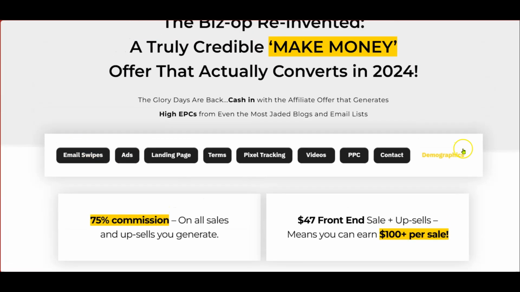They do give us promotional material here. We're using just the email swipes for this because My Lead Gen Secret has a built-in emailer that we can use. I suggest that you rewrite these emails a little bit, just edit them, make them unique so they're not the same as everybody else is using. That way you have a better chance of getting your emails opened.